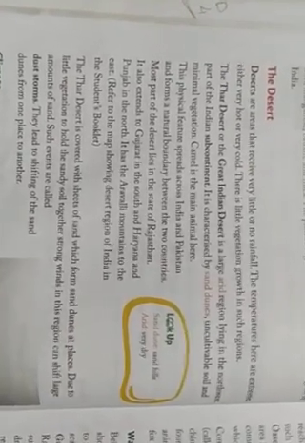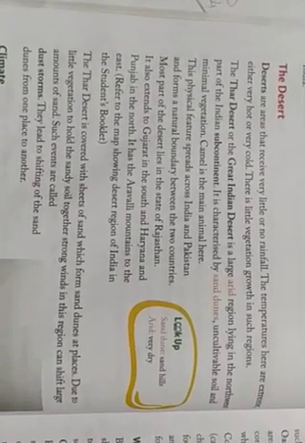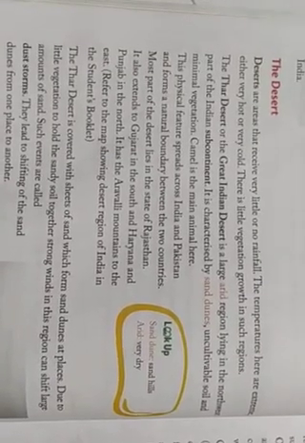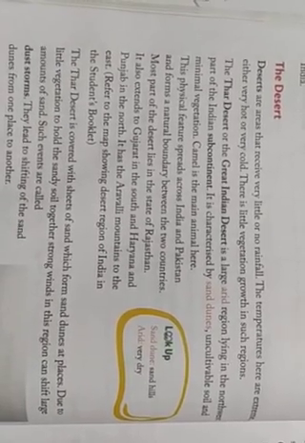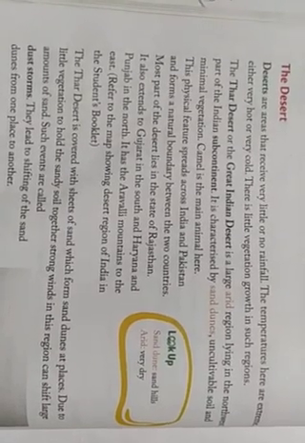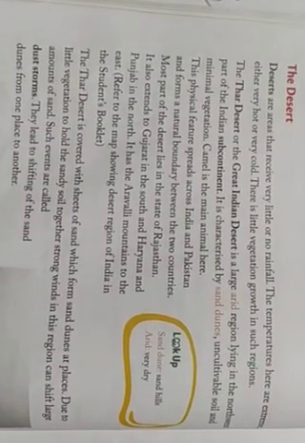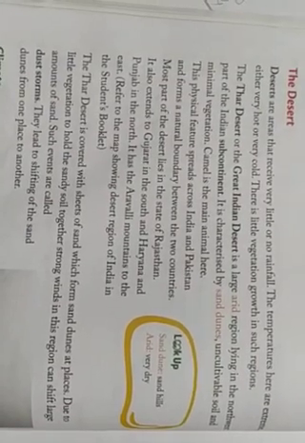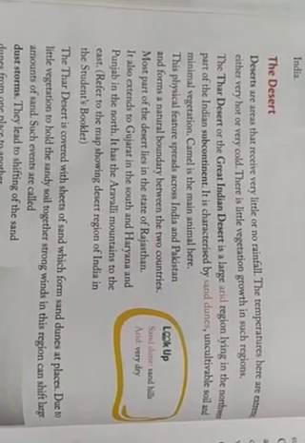This physical feature spreads across India and Pakistan and forms a natural boundary between the two countries. Yes, this Thar Desert or the Great Indian Desert is just like a boundary between the two countries, that is India and Pakistan. Most part of the desert lies in the state of Rajasthan. It also extends to Gujarat in the south and Haryana and Punjab in the north. It has the Aravalli Mountains to the east. Yes, so this is the exact location, or we can say the extent, of the Thar Desert or the Great Indian Desert.